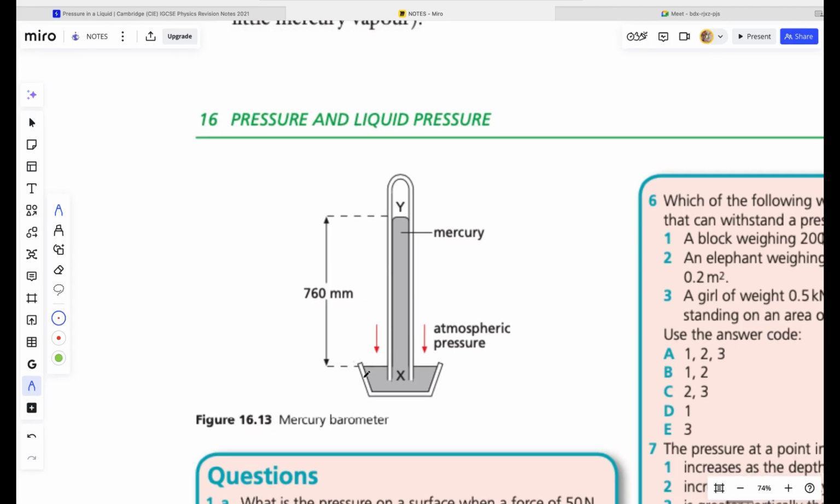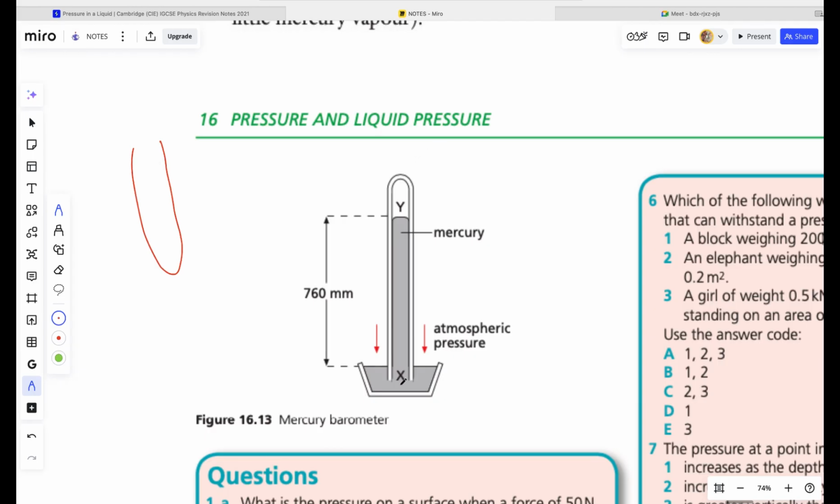A barometer, you have something like a basin or a trough. You pour your liquid here. You leave it open to the atmosphere. You put a tube, you turn it upside down. You know this tube? You invert it. This is the normal tube, but you turn it upside down.